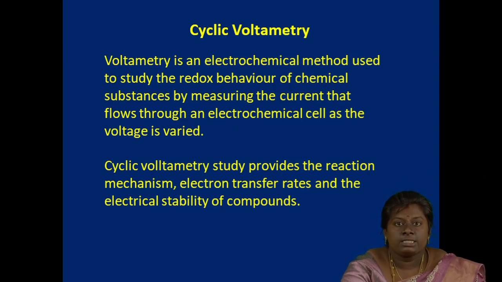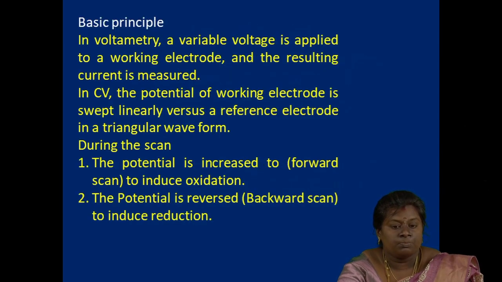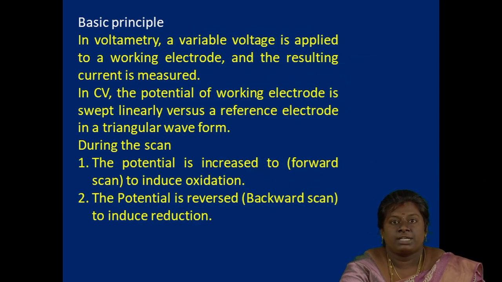Current is produced in the electrochemical cell when voltage is applied. The basic principle of cyclic voltammetry is that we sweep the potential between the two electrodes, and the current is measured for the chemical compounds. Cyclic voltammetry is used to study the redox behavior of many compounds, electrode kinetics, and the surface reactions of the electrodes. So this is the basic principle of cyclic voltammetry.